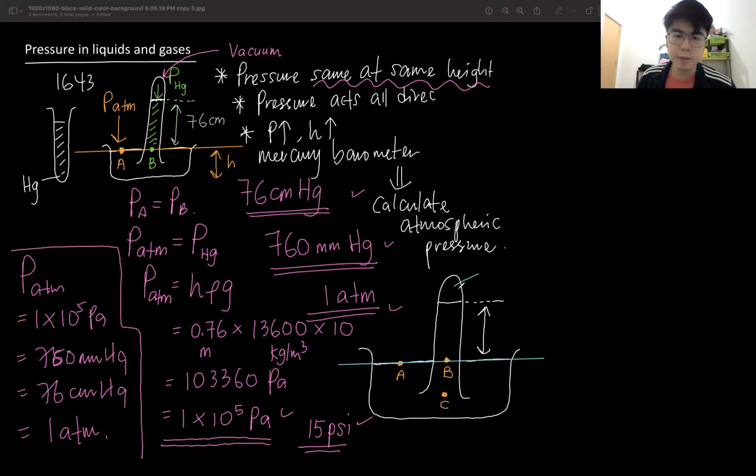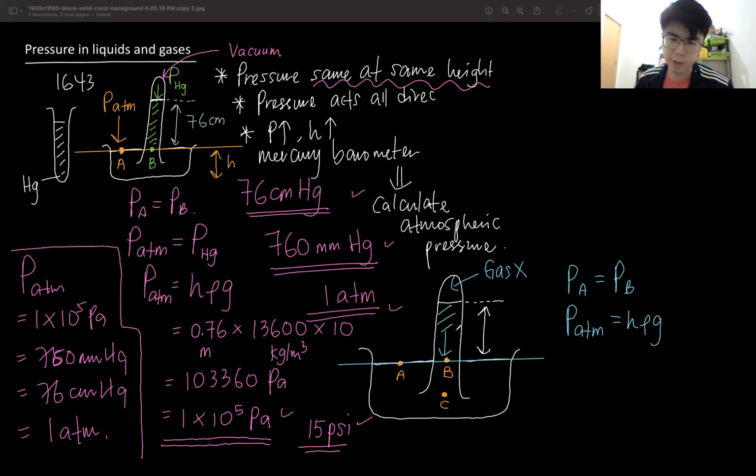Here, some questions give you, let's say, a gas X. What does the gas X do to the pressure at B? You can derive a new equation. From here, pressure at A is the same as pressure at B. Pressure at A is ATM. What is pressure at B? H rho G.